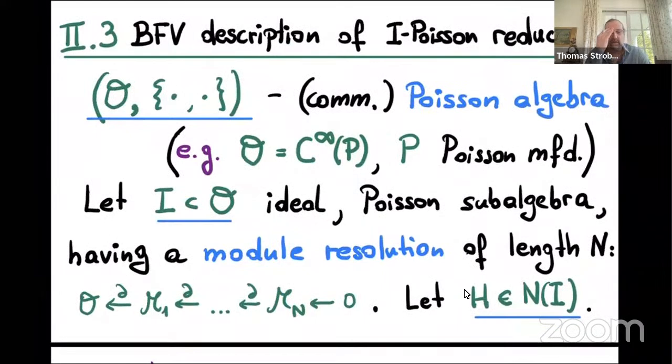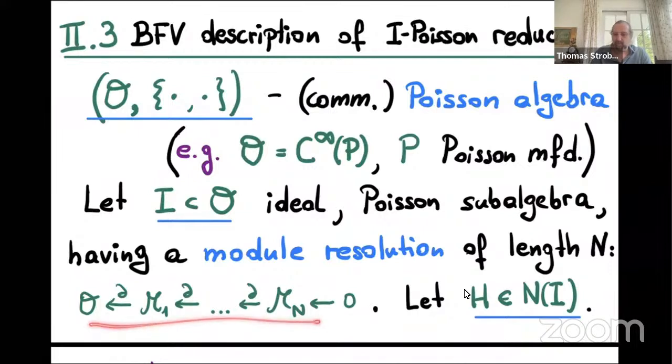So now in the last part, let me come back to the BFV description of some I-Poisson reduction. Actually, let us generalize it slightly. So let O be some commutative Poisson algebra, for example, functions on a Poisson manifold. I is some ideal, which is a Poisson subalgebra. They are probably locally finitely generated. In general, one cannot say what it means. But let's leave it like this.